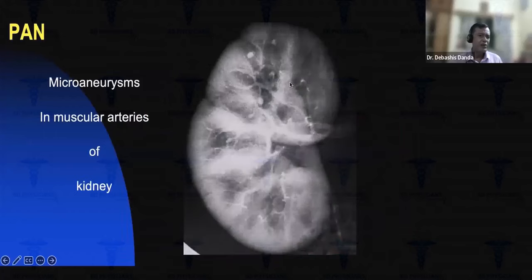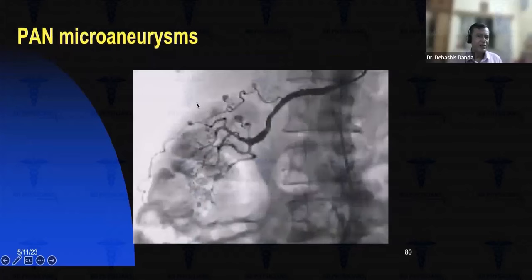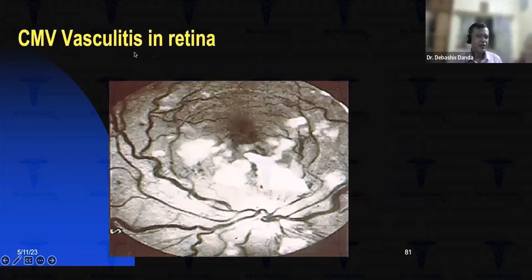And microaneurysms, as you can see, small microaneurysms are there in muscular arteries of the kidney or renal artery. Same thing in classic PAN, the aneurysms can be seen better in an autopsy, you can see. So here the classic PAN has a lot of microaneurysms again in angiography. This is CMV vasculitis in the retina in a HIV patient.